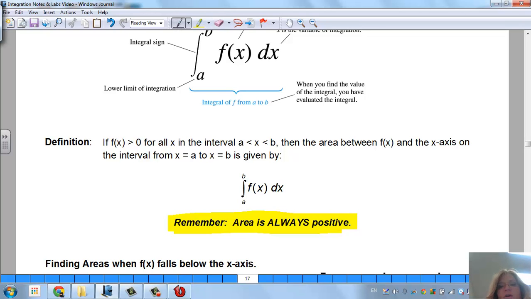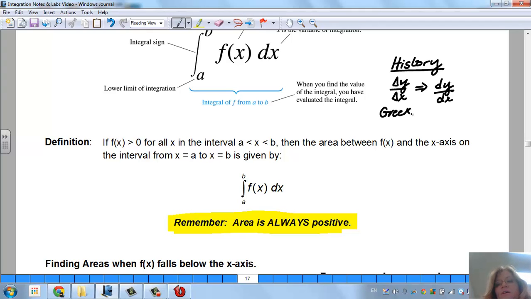Now let's do a quick bit of history on the side before we go forward, just so you can see where everything's coming from. I want you to remember delta y over delta x. That's slope, right? We switched that to dy dx. So this was basically slope. We're using the Greek letter delta here, which means the change, and then we switched to d, because d is Roman, for differential. So in this course, we started out with this, and we now went to dy dx.